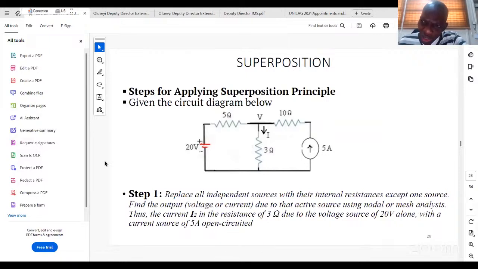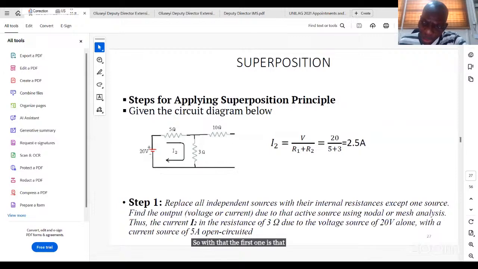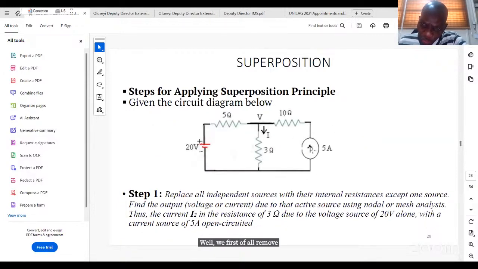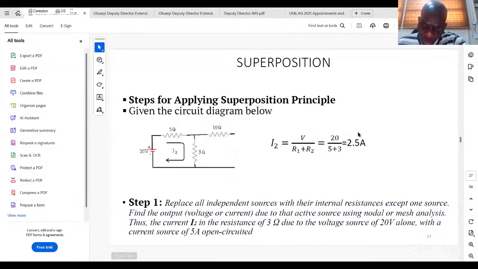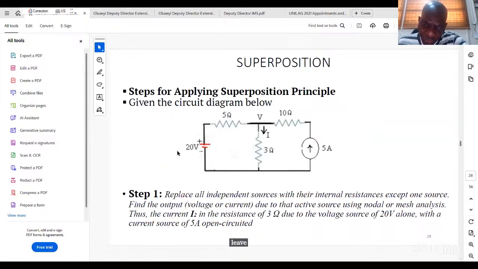So we said the first one is that we first of all remove the 5 amps source. So we have this. We were able to calculate the I2 as this, for this I2. Then if you are to leave that now, this 20 volt, you are going to short it and allow these 5 ohms, which is its source resistance, to replace it. Then you will have what we have here.